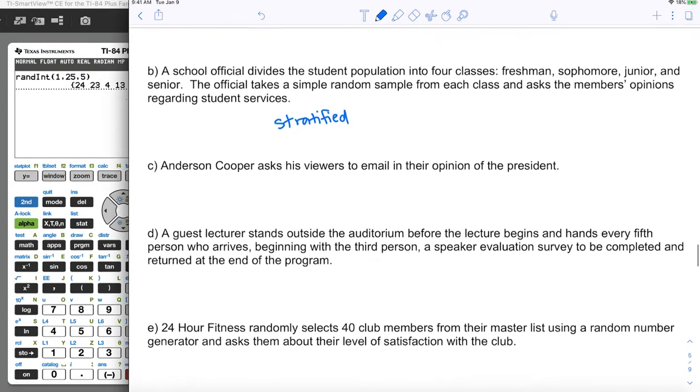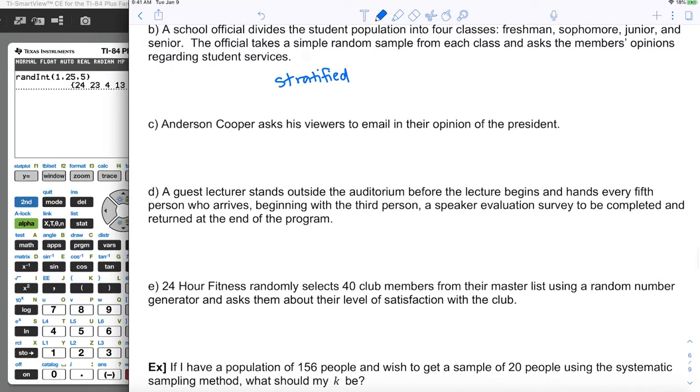C. Anderson Cooper asks his viewers to email in their opinion of the president. So there's really no random aspect to this, so we would call this a convenient sample. It's easily obtained, right, and it's not based on randomness. So it's not going to be an effective or representative sample.